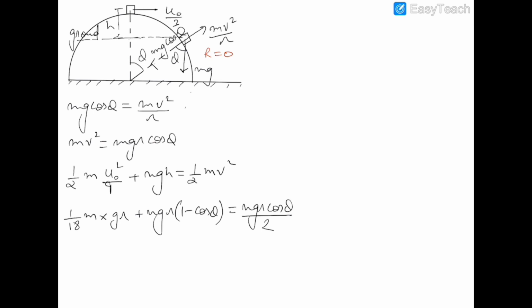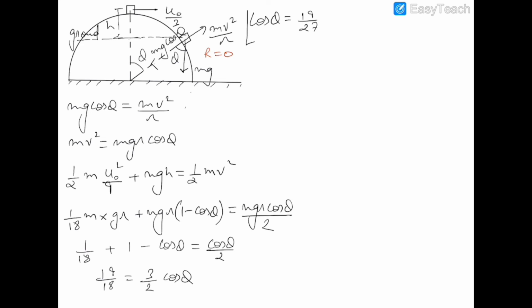So cancelling out mgr, this is 1 by 18 plus 1 minus cos theta is equal to cos theta by 2. So this is 19 by 18 is equal to 3 by 2 cos theta, and therefore cos theta will be equal to 19 by 27.